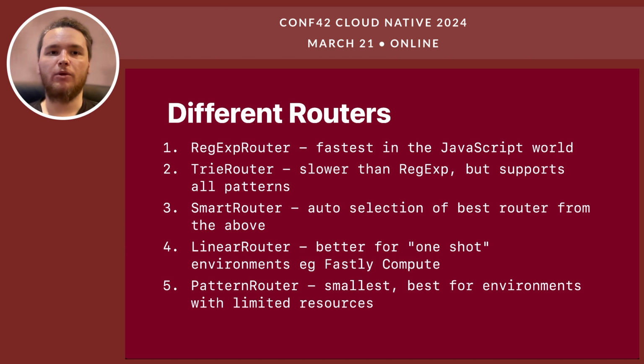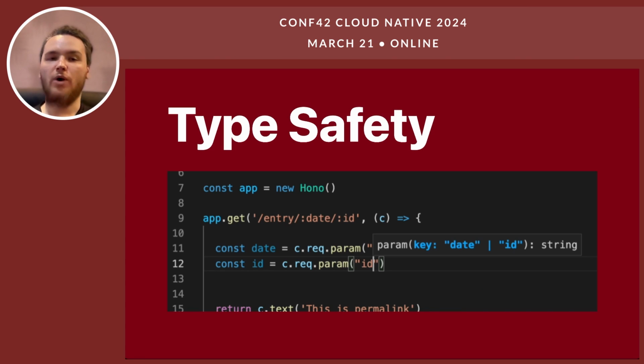If you are running Hono in a one-shot environment, in a serverless environment, for example, like Fastly Compute, then it's best to use LinearRouter. If you're using Hono in an environment with very limited resources, it's best to use PatternRouter. It's the smallest one.